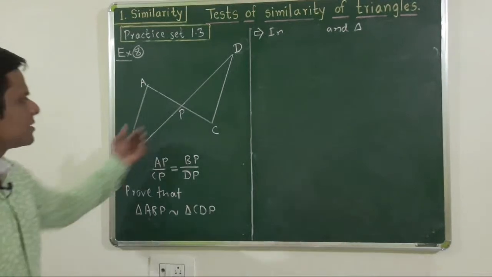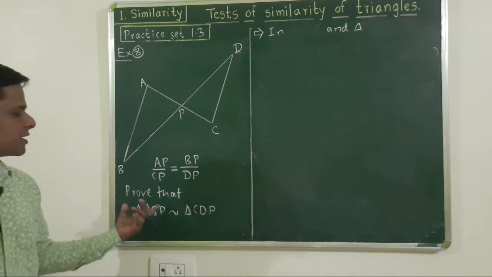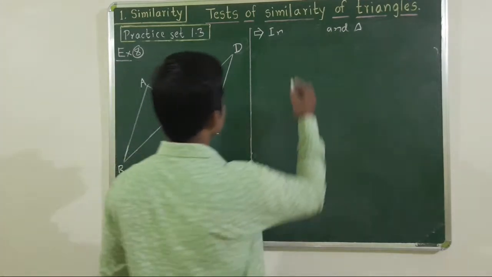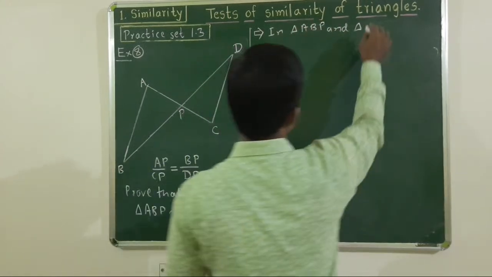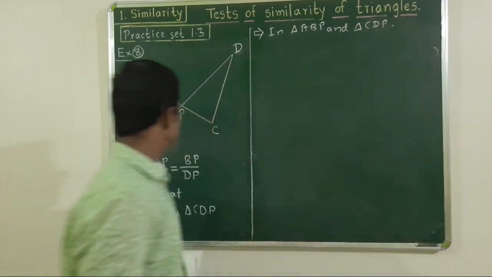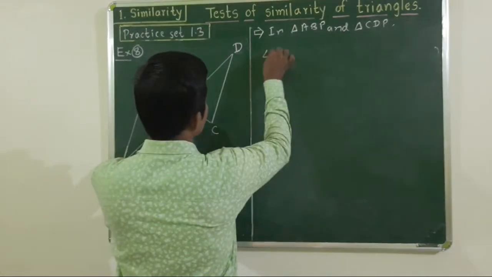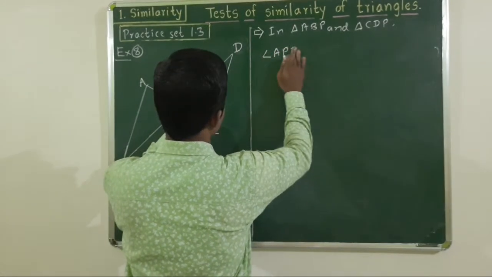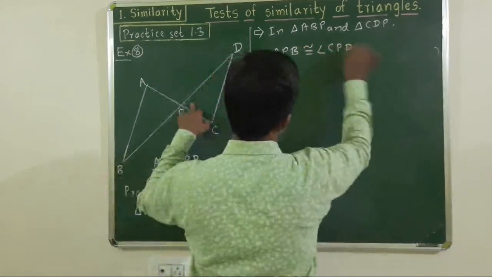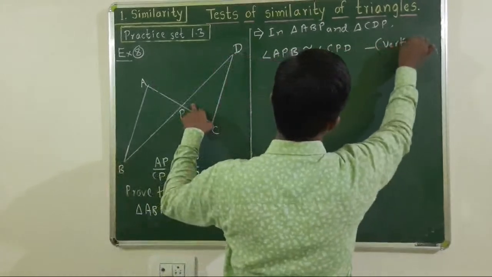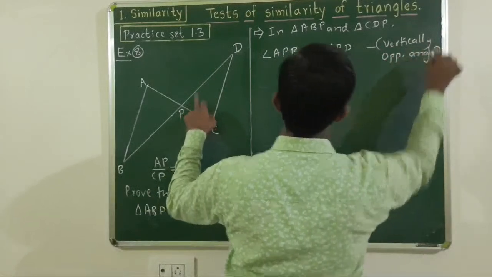Now see what is given. There are two triangles, and some relation about sides is given, meaning the sides are in proportion, and we have to prove these two triangles similar. Very simple. In triangle ABP and triangle CDP, what are the congruent parts? Angle APB is congruent to angle CPD, reason: vertically opposite angles.